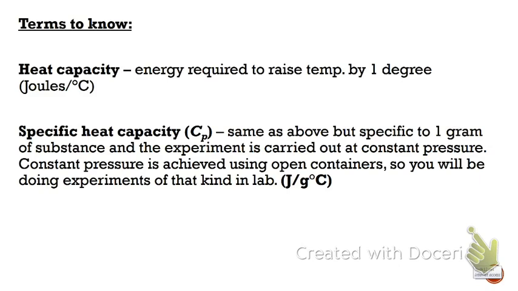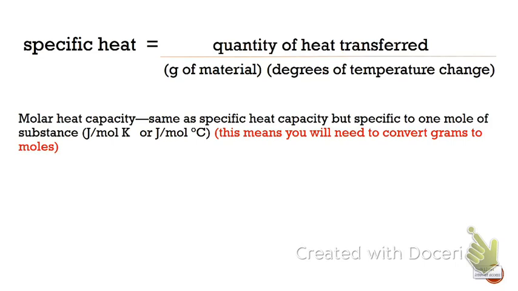Water has a very high specific heat, so it takes a long time to heat up, but it also takes a long time to cool down. Hence why your swimming pool will still be swimmable once it turns cool for a while. Or on the first warm day, all of a sudden you want to go swimming and you get in and that pool's still really cold, because the high specific heat of water means it takes a long time to heat back up. The specific heat is the quantity of heat transferred over the grams of material times the degrees of temperature change.